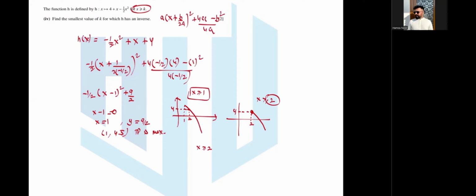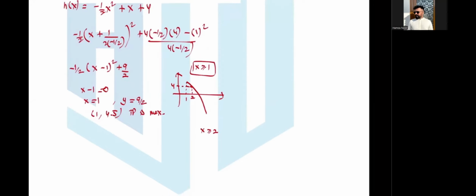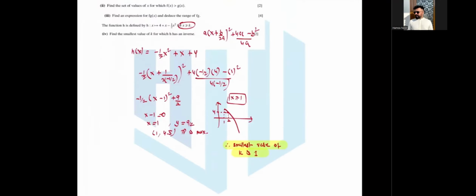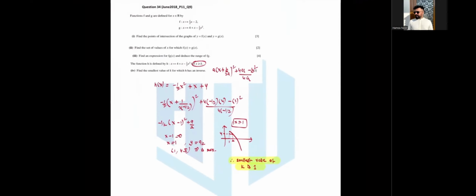All right, so this was some extra explanation over here. So therefore we are going to say that the smallest value of k is 1. All right, I'm going to erase this thing as well. So therefore the smallest value of k is 1. This is supposed to be our final answer. So in these types of questions, we always consider the x coordinate of the turning point of the quadratic graph. So this was question number 34 of the handout, which is May/June 2018, paper 1, variant 1, question number 9.